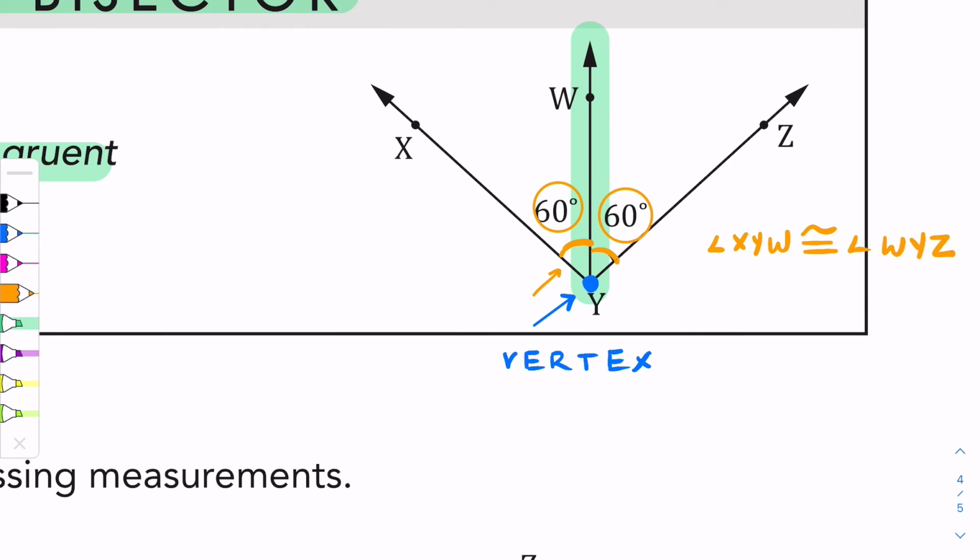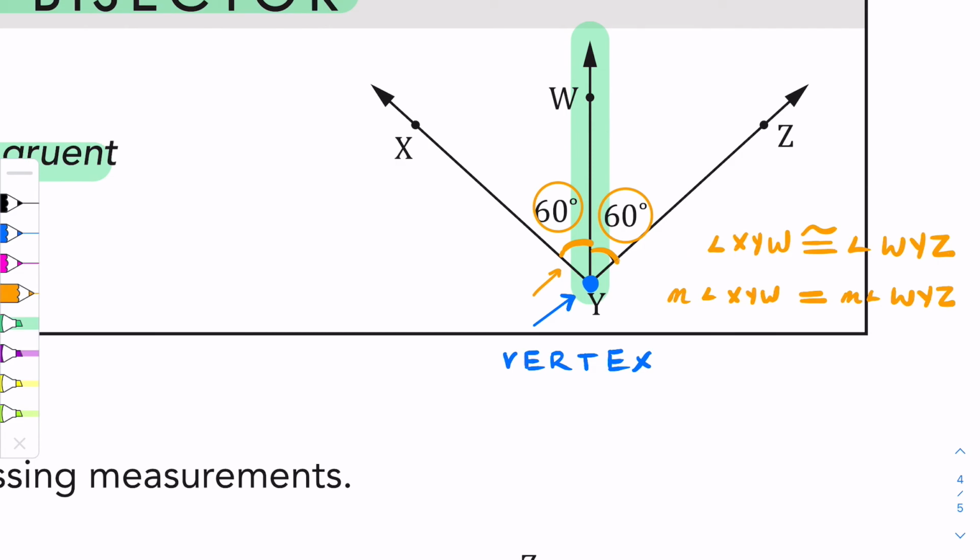And just while we're talking about notation here, if you're using a congruent symbol, you do not use the little m for measure. You only use m for measure if you're writing it as an equal sign. So you could either write this as angle XYW is congruent to angle WYZ, or you could write the measure of angle XYW is equal to the measure of angle WYZ. I know these two things seem very similar, but you do have to make sure you get the notation correct.